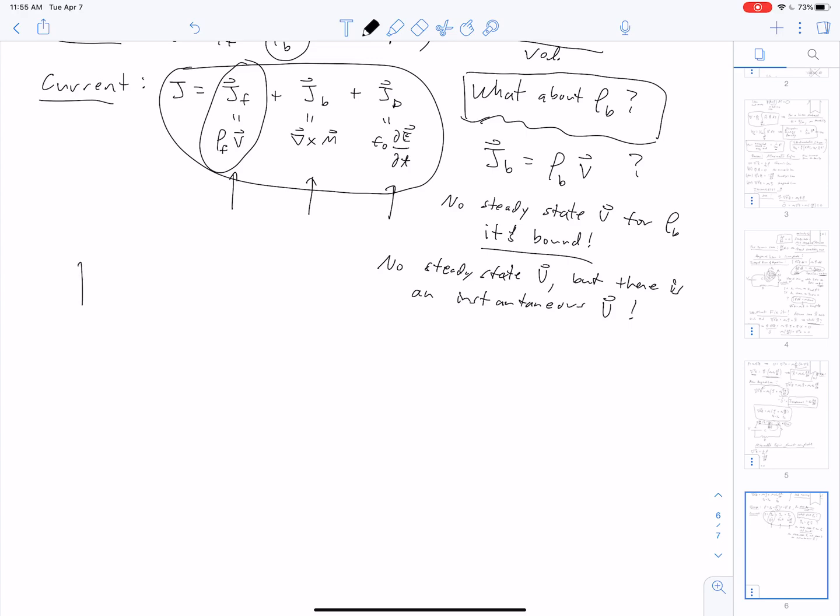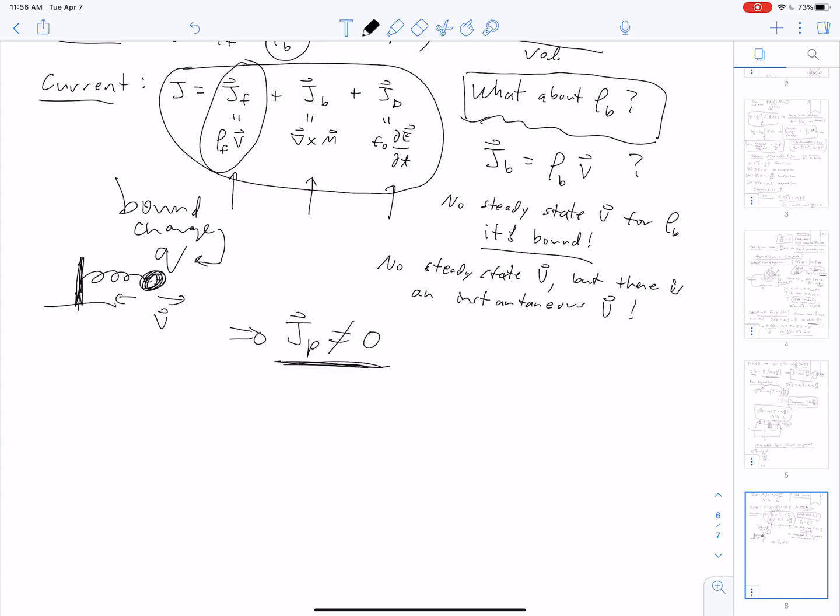So here's some bound charge. It's bound to this pole, and it's bound by a spring. I can think of this, so this is bound charge. That's how we think of it. It's stuck to something by a spring, but it can still move back and forth. So it can still have some velocity. And that means that we do get a polarization current. There is a polarization current from bound charge.